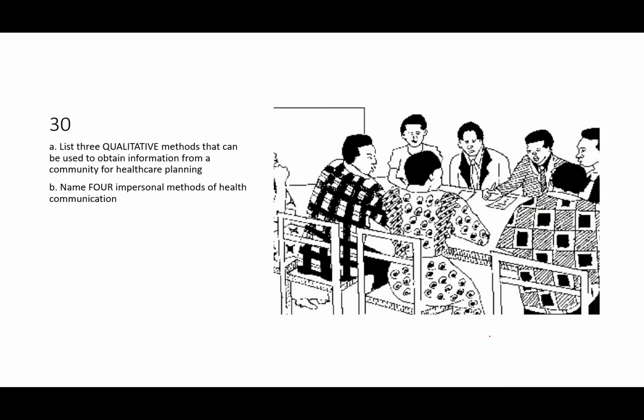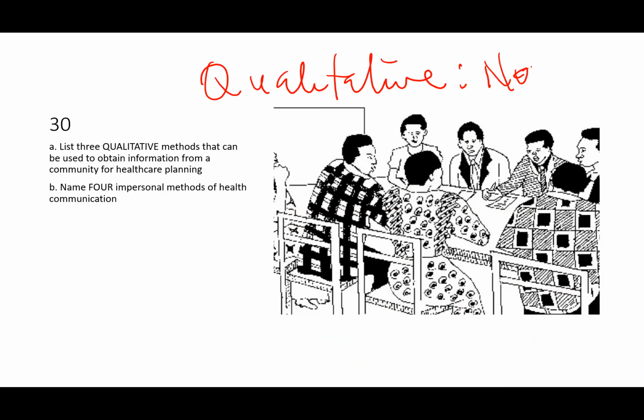These are three qualitative methods that can be used to obtain information from a community for healthcare planning. When you say qualitative, as we mentioned this morning, it is non-numerical.